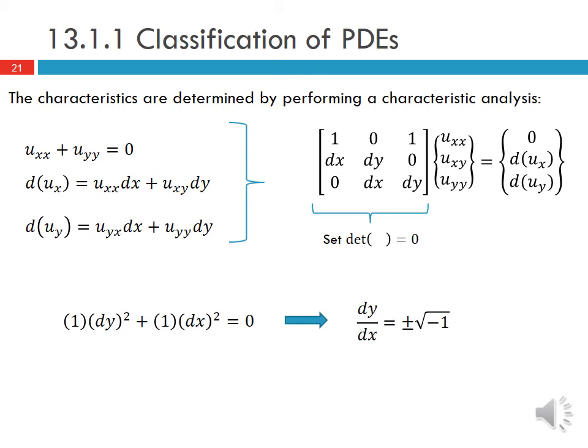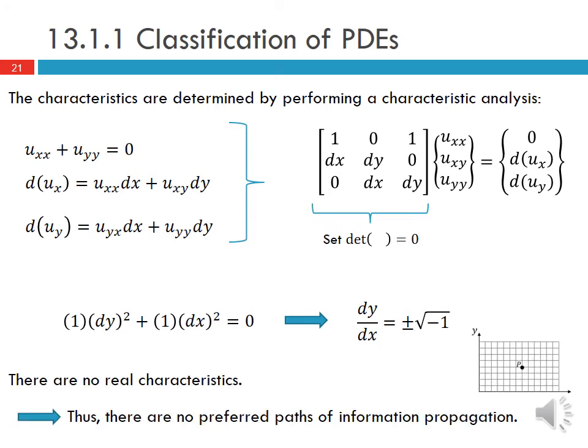So then our solution here is that dy by dx is equal to plus or minus the square root of minus 1. So this is a complex number, so there are no real characteristics. So there are no preferred paths of information propagation, which we get for elliptic PDEs. So the whole thing is the domain of dependence, and the whole thing is the region of influence.